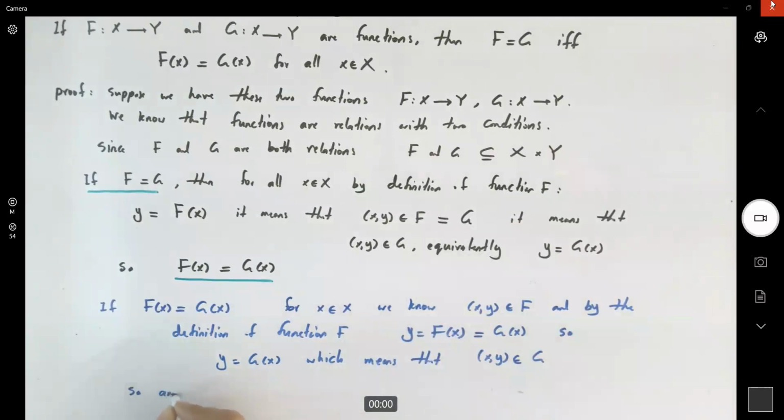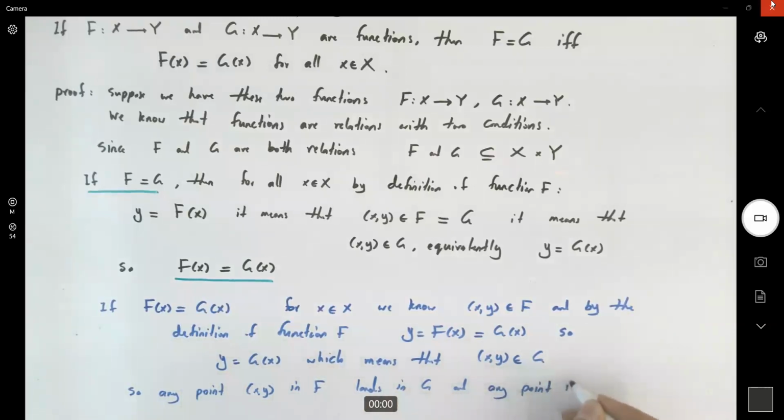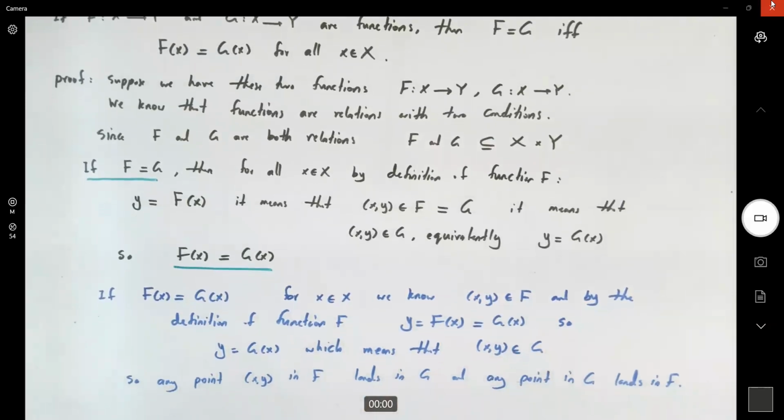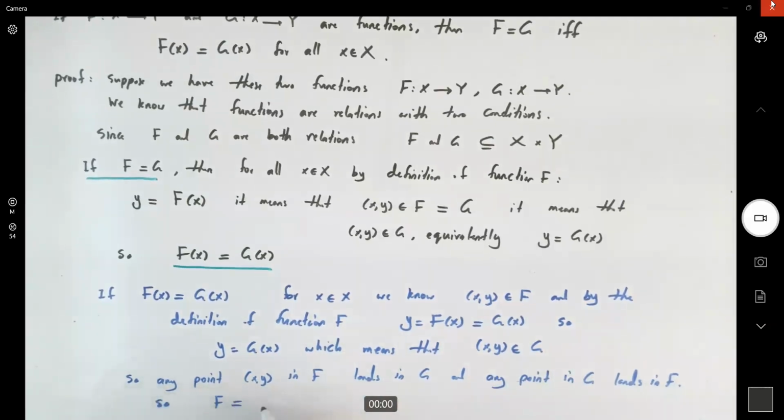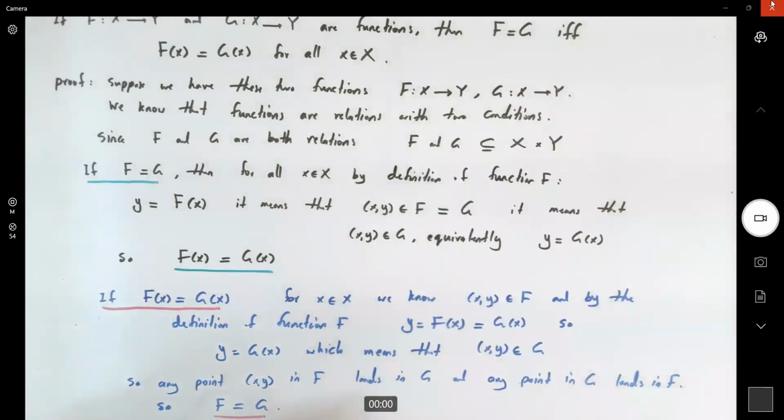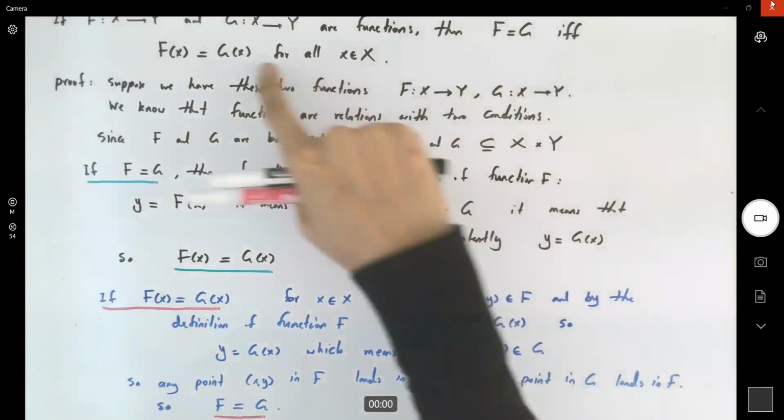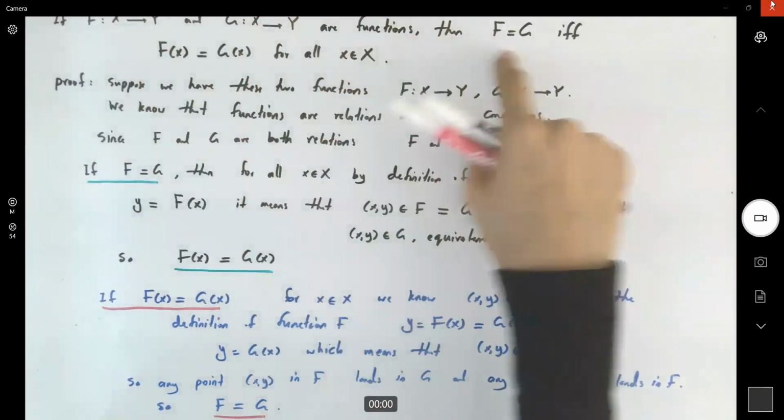So any point like x and y in f lands in g, and any point in g lands in f. So f is equal to g. Very good. So we just proved that if the definitions are the same, the relations are the same as well. So we prove this statement. Two functions are equal to each other if they have the same domain and their relations are the same.